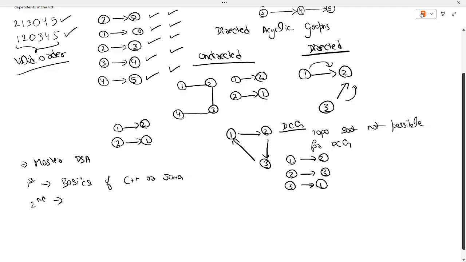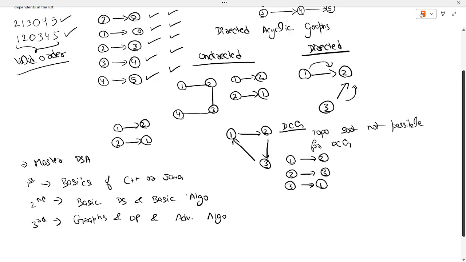Then you will move on to some basic data structures and some basic algorithms like merge sort, selection sort, insertion sort, and basic data structures like linked list. Then you will move on to advanced topics like graphs and DP and advanced algorithms. So it is impossible to directly move on to the third step.